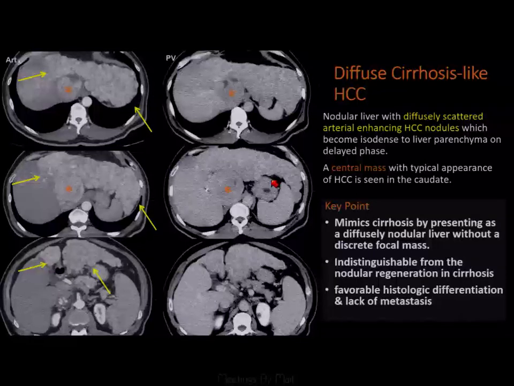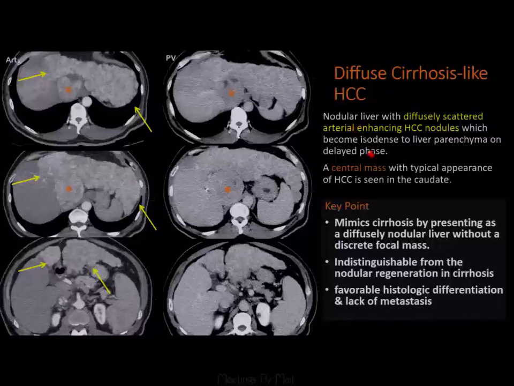Another type that's not very common, actually pretty rare, is the only case I've ever seen, and it has been described in both pathology and radiology literature. This patient had a central mass in the caudate lobe with arterial enhancement and washout, but then there are numerous nodules in the left lobe of the liver. These are actually discrete HCCs in the background. The patient had a liver explant, and these are unique individual HCCs, numerous ones, more than 200, as the report said, but it can go up to thousands.